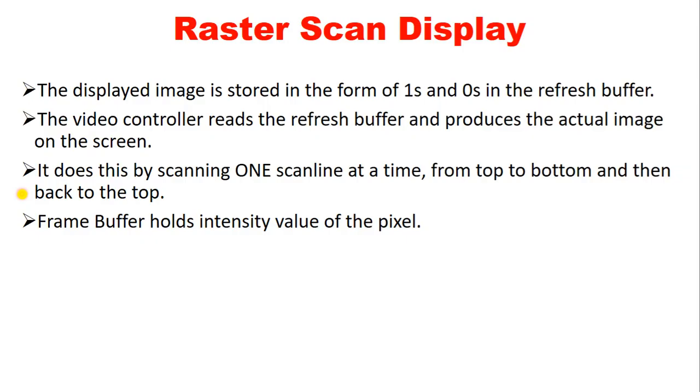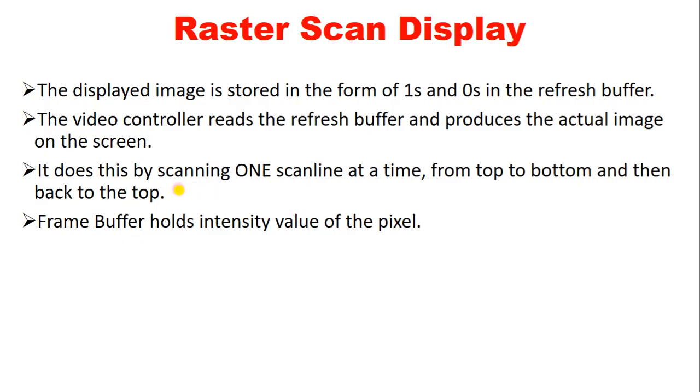Again it will go to the top. So what I mean to say is, it does this one scan line at a time, scanning line by line, from top to bottom and bottom to top. Once the beam reaches the last line, it again goes to the top. So only this much is there in the raster scan display.